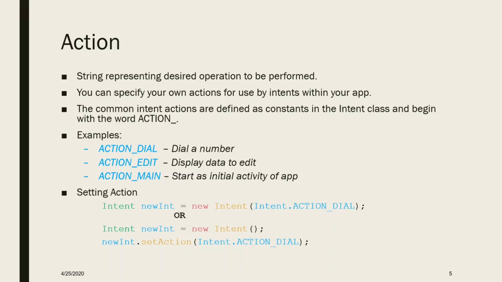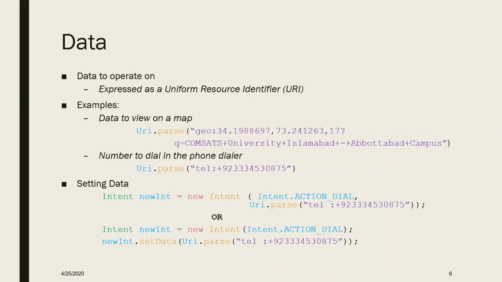You can set an intent's action in several ways. For example, you can pass an action string as a parameter to the intent constructor. Alternatively, you can create an empty intent and then call the setAction method on it, passing the action string again as a parameter. Intents also have a data field which represents data that is associated with the intent.